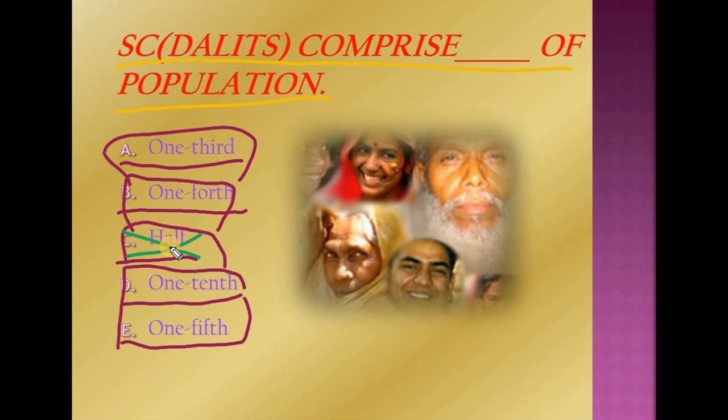Then let's look at another option. So another option is 1/10. So what do you mean by 1/10? It's nothing but 0.1. It's a very small number. So they can't be this high, and they can't even be this low. So we should strike it off.